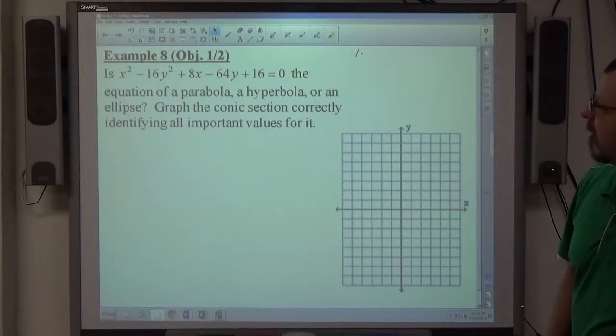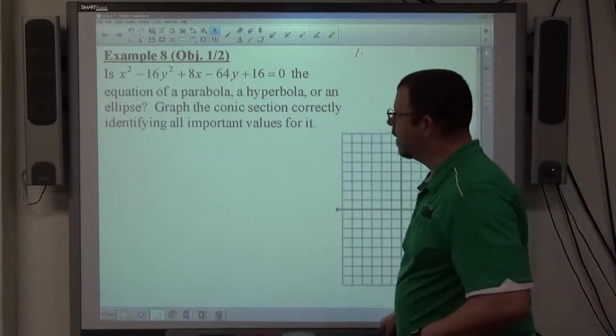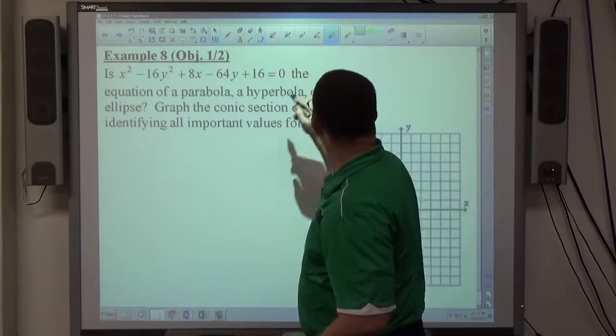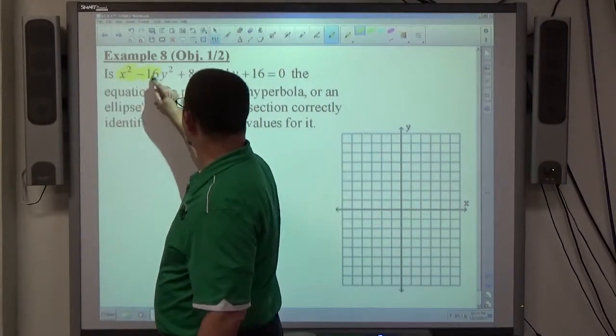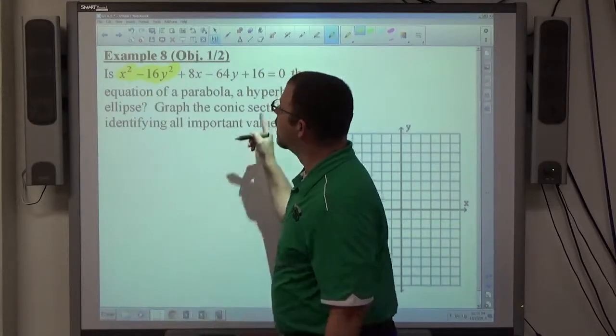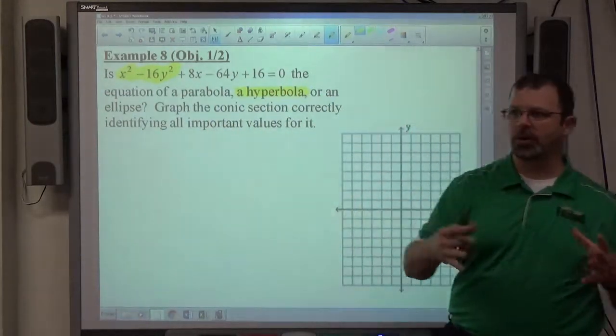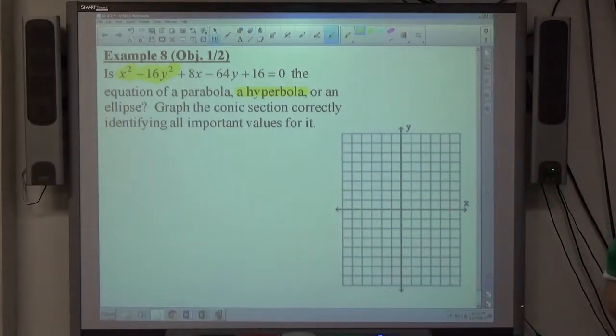Final example, x squared minus 16y squared. Again, as soon as I see they're both squared, x squared, y squared, it's either an ellipse or a hyperbola. This time the signs don't match, which means it's a hyperbola. So again, everything equals 0, x and y both squared, opposite signs on those terms. You have a hyperbola each time.